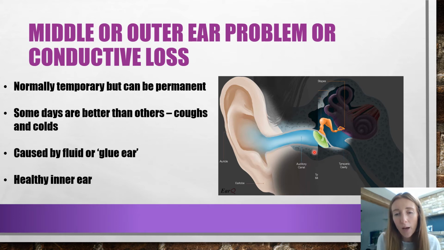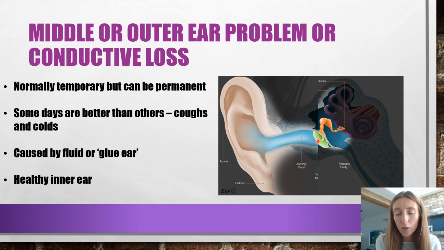So for example, if you have a problem with your outer ear or your ear canal, that might be permanent, but they're normally temporary. So there's normally a problem that can be fixed or sorted. Sometimes people have something called glue ear. That's something that you might hear about, and that's because there's lots of liquid that gets in the way of moving the sound. And coughs and colds and things like that might make it harder to hear on those days.